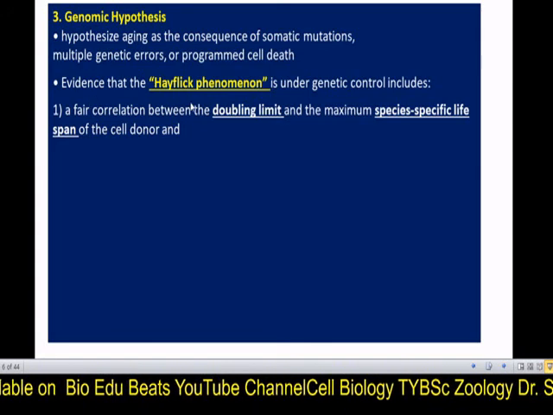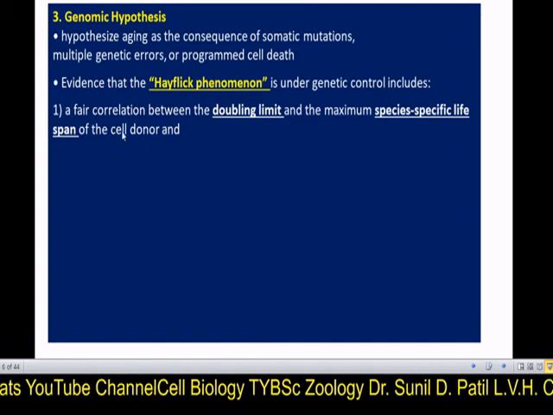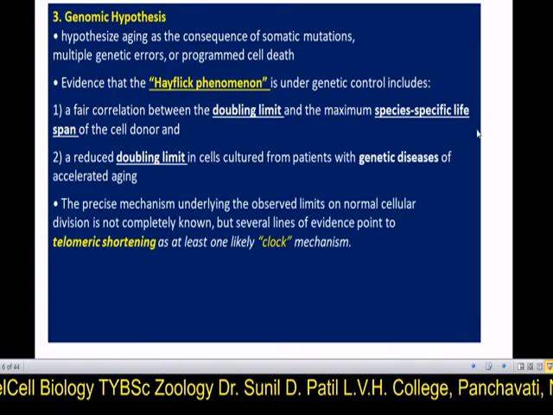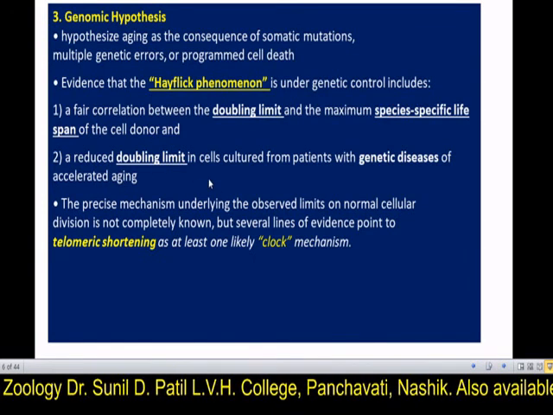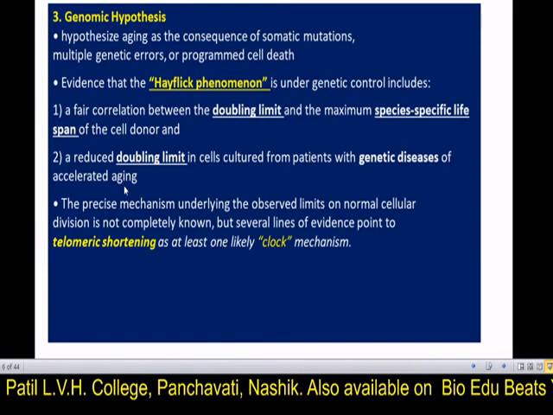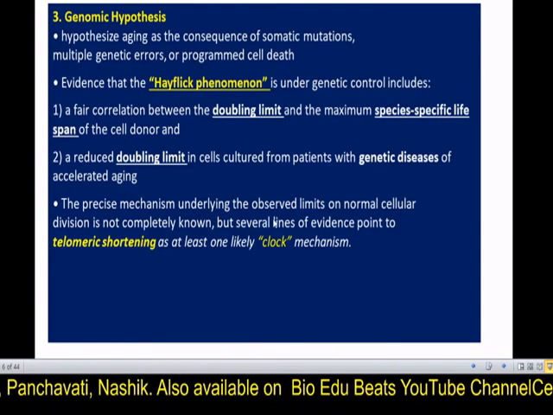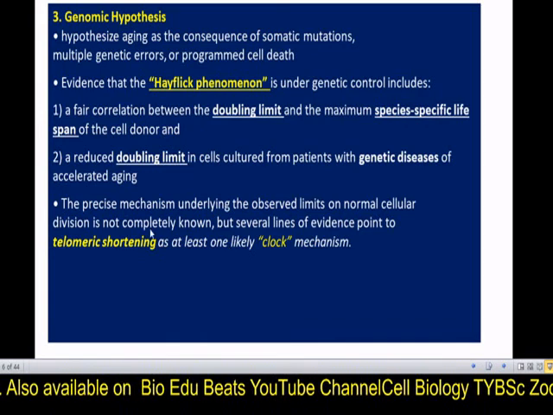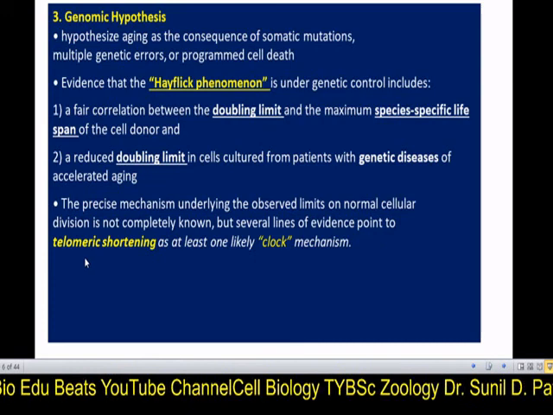Evidence that the Hayflick phenomenon is under genetic control includes a fair correlation between the doubling limit and the maximum species-specific lifespan of the cell donor, and a reduced doubling limit in cell culture from patients with genetic disease of accelerated aging. The precise mechanism underlying the observed limits on normal cellular division is not completely known, but several lines of evidence point to telomeric shortening.